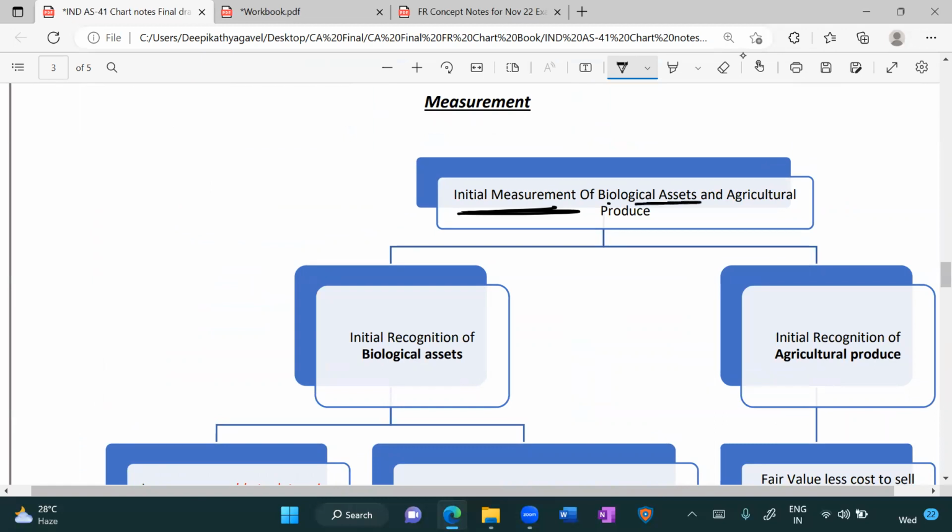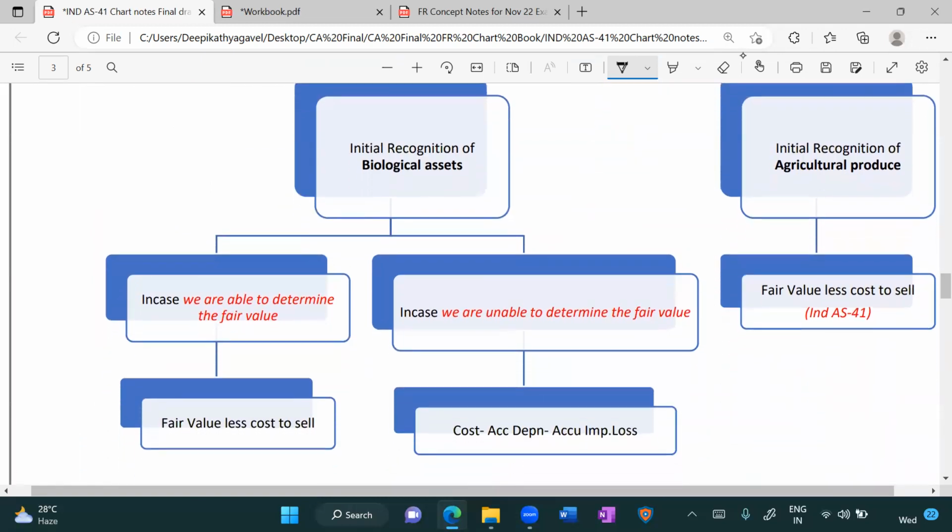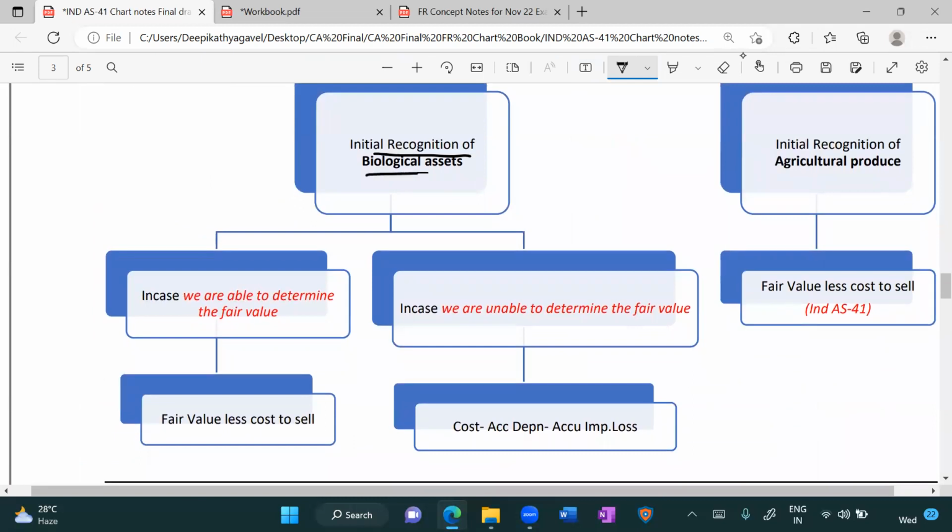Now, the initial measurement of biological assets and agricultural produce. Let's look at the initial recognition of biological asset. The standard says that in case you are able to determine the fair value, then your biological asset will be recorded in fair value less cost to sell, right?